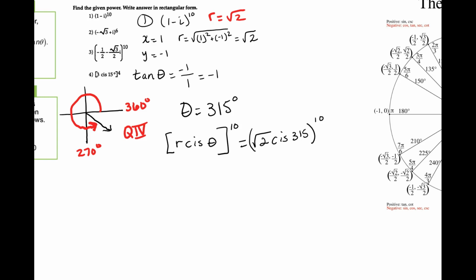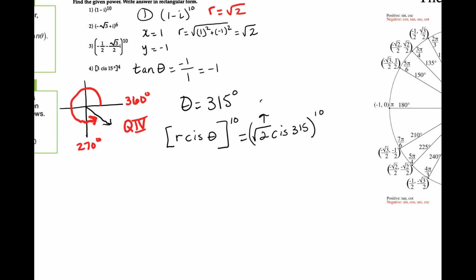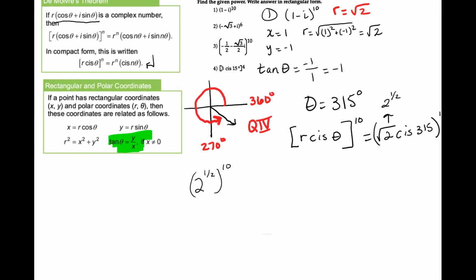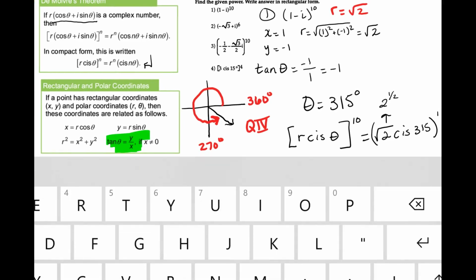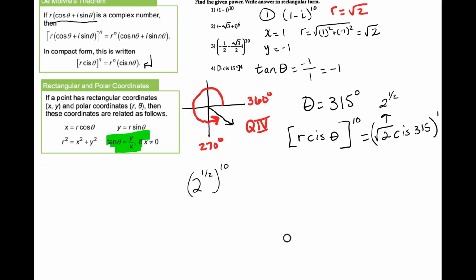Now, you have to remember something. The square root of 2 is also 2 to the 1/2 power. That's going to come in handy right now because we're going to need to know that. So let's consider that this is 2 to the 1/2 power raised to the 10th power, because now we're going back and looking at de Moivre's theorem here, which is this right here.